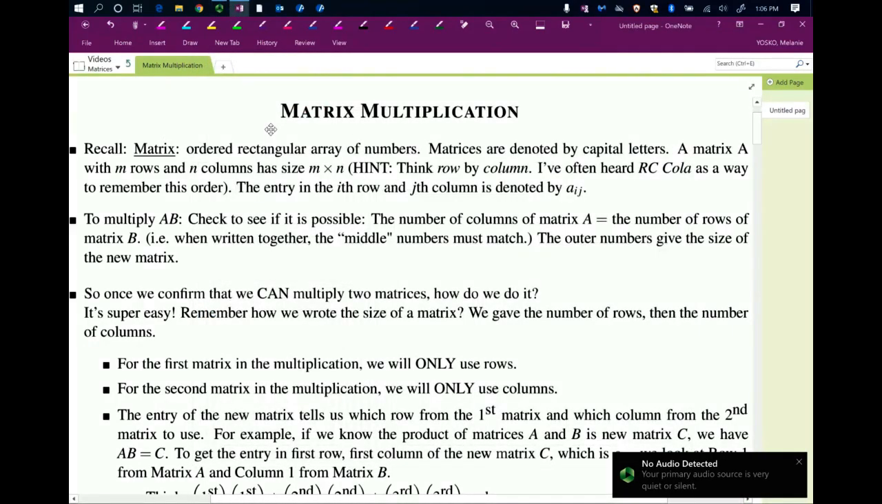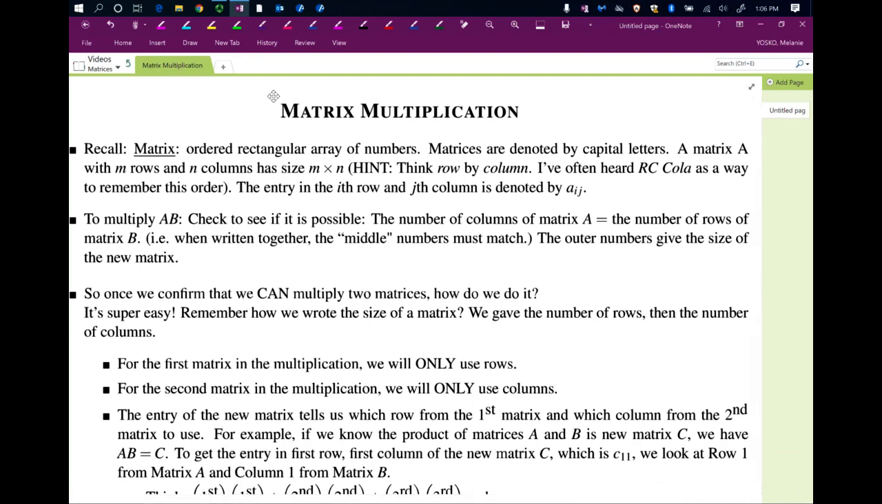Matrix multiplication. So remember, a matrix is an ordered rectangular array of numbers. Typically, we use capital letters to denote a matrix. Remember, matrices is the plural of matrix. A matrix A with m rows and n columns has size m by n. So we always think rows by columns.